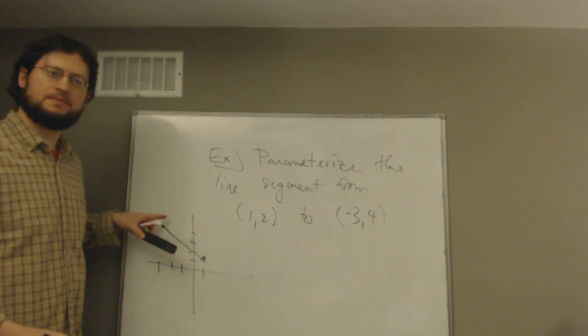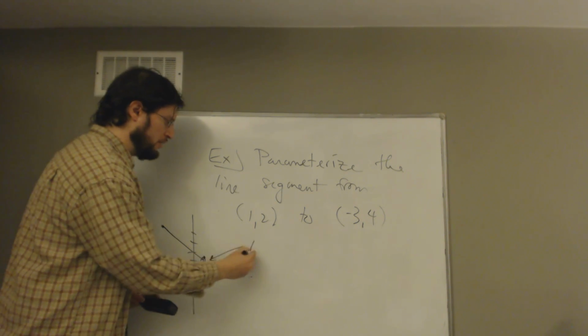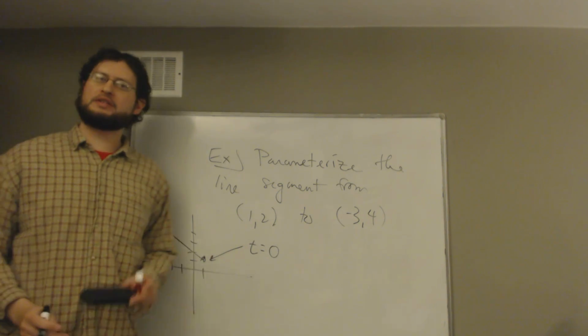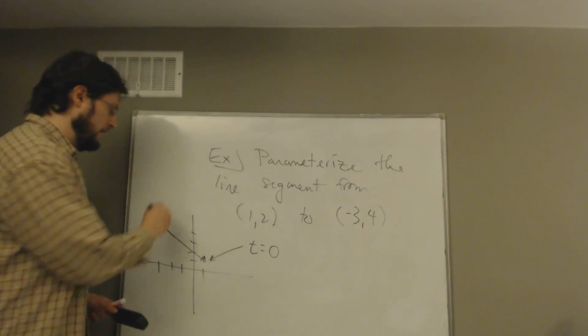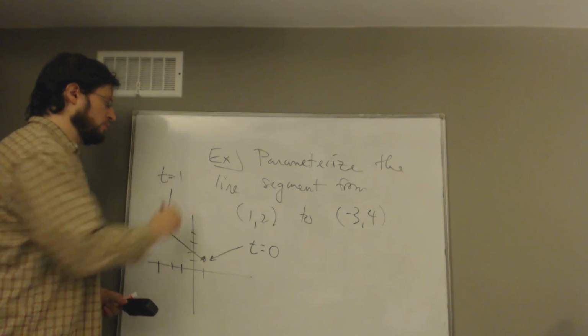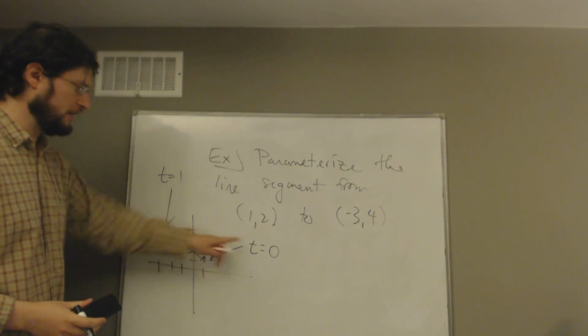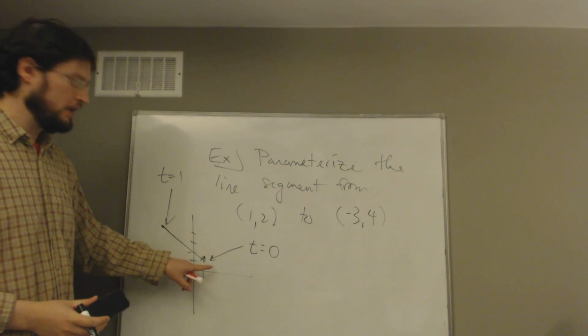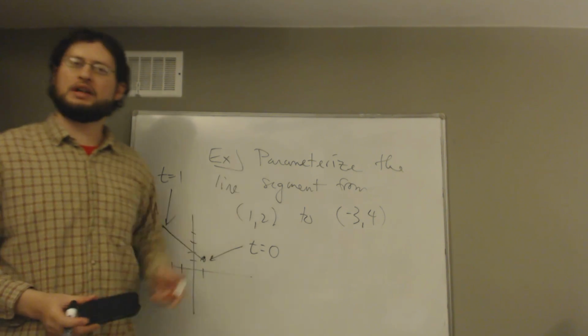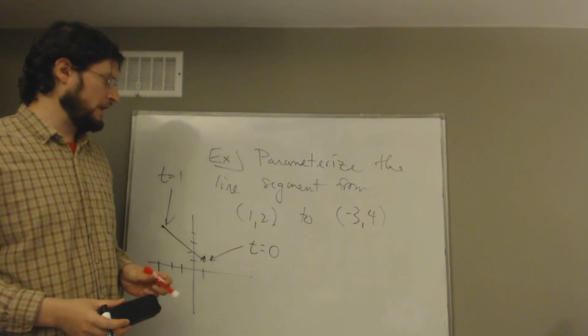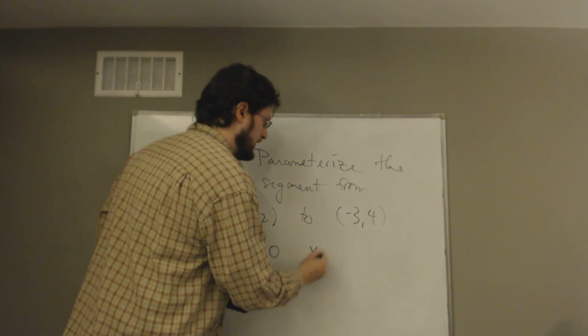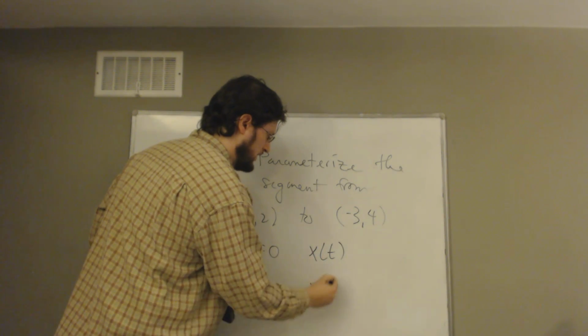I want to go from here to here. I'm going to say that I want this to be t equals 0, although that's not going to be necessary. But what we do will make this pretty simple. I'm going to say that I start at this point at time 0, and I end at the end point at time 1. And let's see what happens. All right, so I need x at t, and I need y at t.